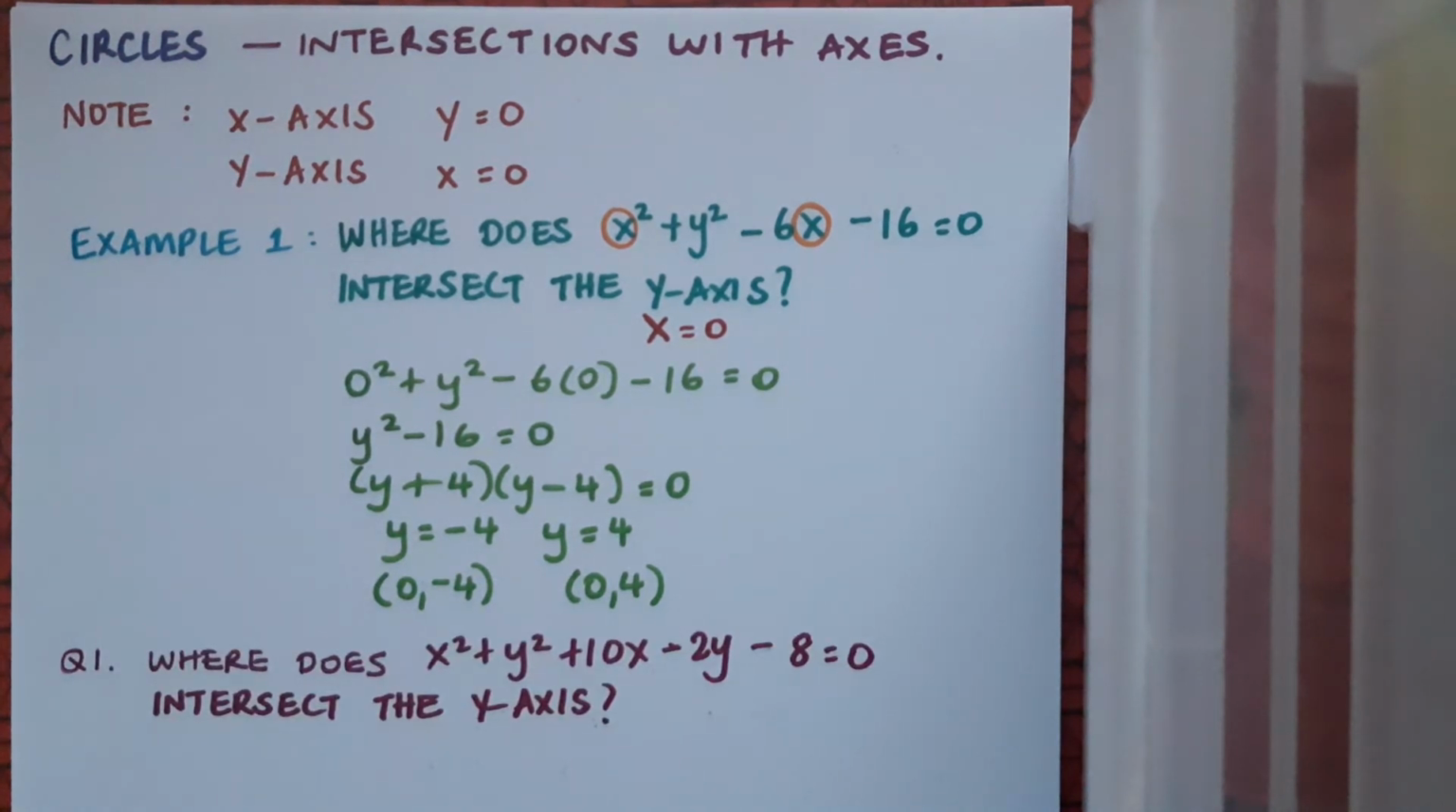So here's your question. Where does x squared plus y squared plus 10x minus 2y minus 8 equals 0 intersect the y-axis? Pause the video here, do the question, and then check and see if you're correct.